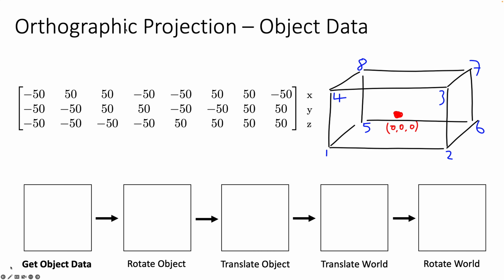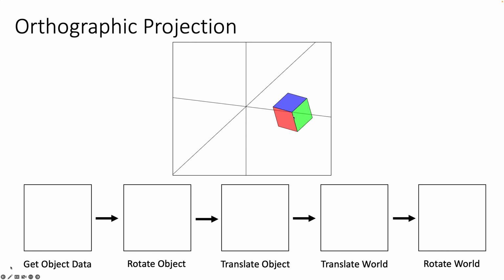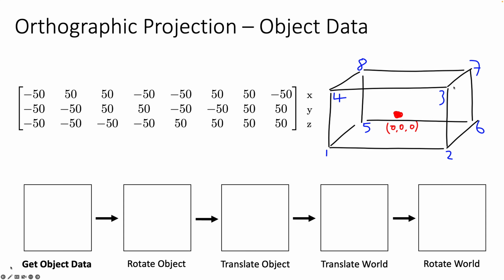The first step is to get the object data. What I mean by getting the object data is just creating a matrix of all of the object's points. Here you can see a cube, similar to this one. I've just drawn it out a bit weirdly, but if we imagine each of these vertices as one of the points, each of these columns represents one of the vertices.